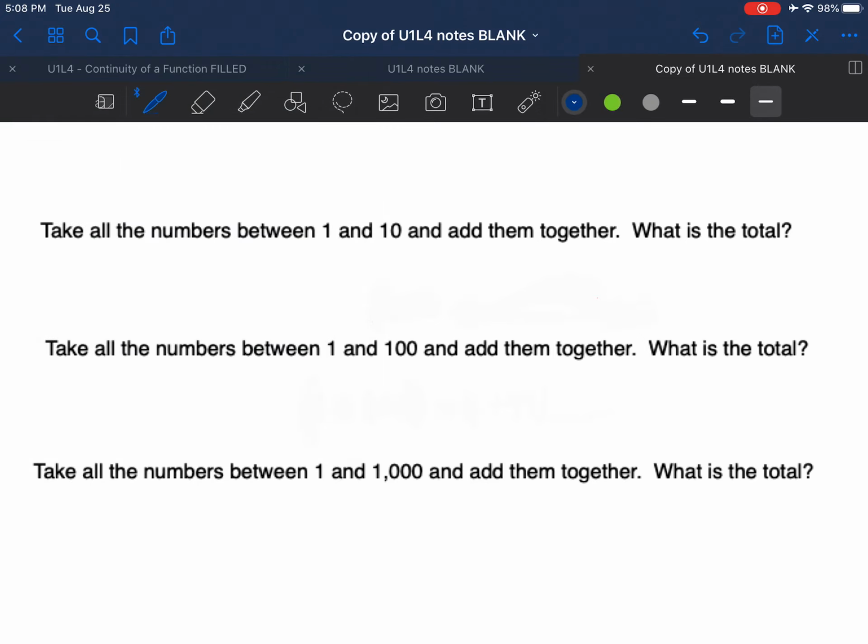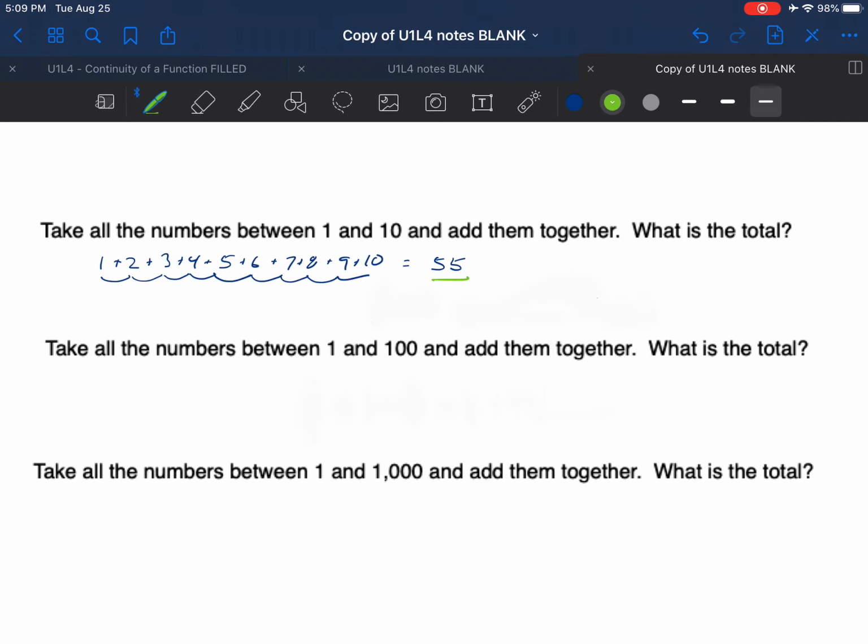So the numbers between 1 and 10, add them together. Well, that's 1 plus 2 plus 3 plus 4 plus 5 plus 6 plus 7 plus 8 plus 9 plus 10. Okay, so 3, 6, 10, 15, 21, 28, 36, 45, 55. Hope that's right. Should be. 100, add them together. Well, I'm actually going to cheat.